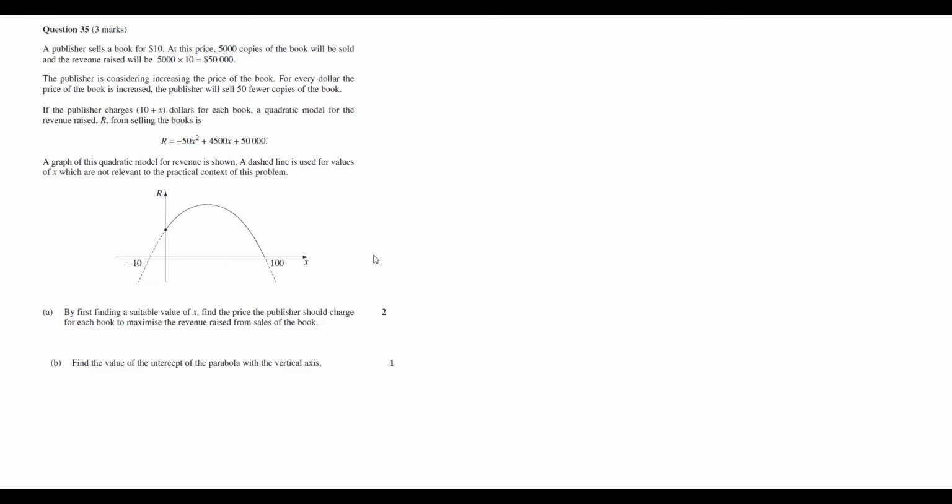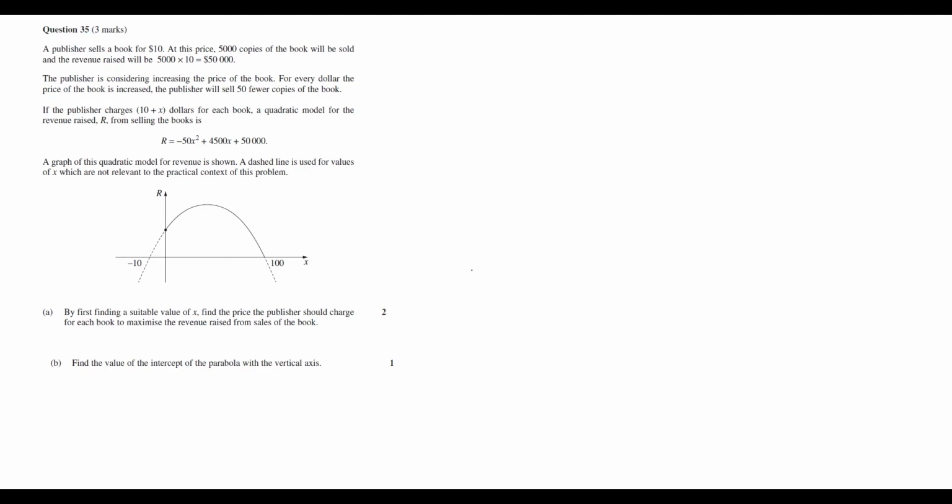Alright, so if the publisher charges 10 plus X dollars for each book, a quadratic model for the revenue raised, R, from selling the books is given by that formula there. So a graph of this quadratic model for revenue is shown. A dashed line is used for values of X which are not relevant to the practical context of this problem. Okay, so part A. By first finding a suitable value of X, find the price the publisher should charge for each book to maximize the revenue raised from sales of this book.